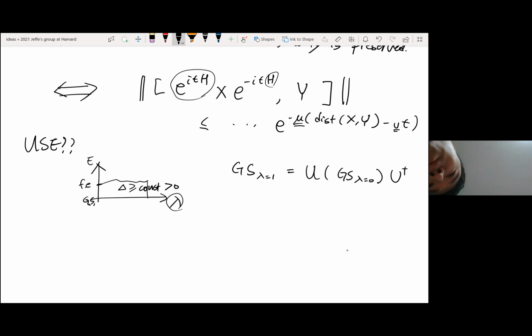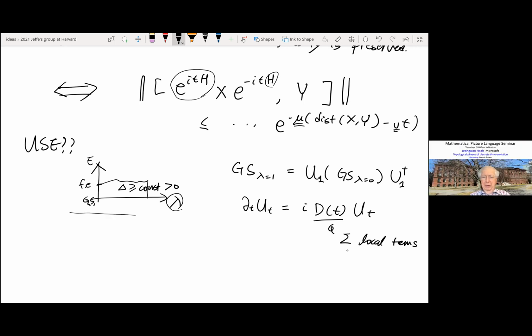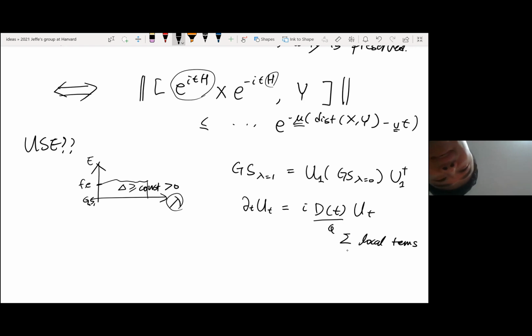And this unitary also comes with a one parameter family where the intermediate unitary satisfies a differential equation that looks like just Hamiltonian evolution, where D is a sum of local terms, of course, Hermitian. So ordinarily that would be a Hamiltonian. Yeah, I can call it Hamiltonian, but this D is not exactly the Hamiltonian that I'm considering in this Hamiltonian path. It is some variant of it.